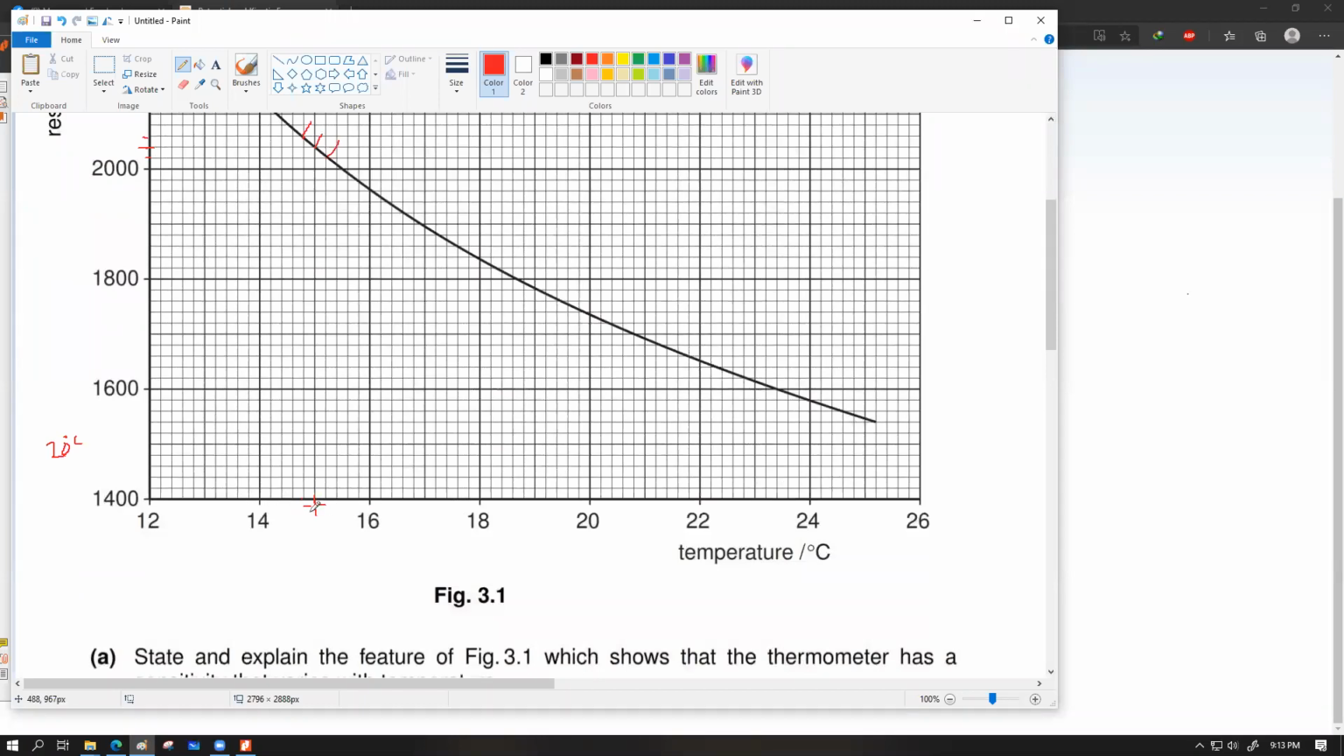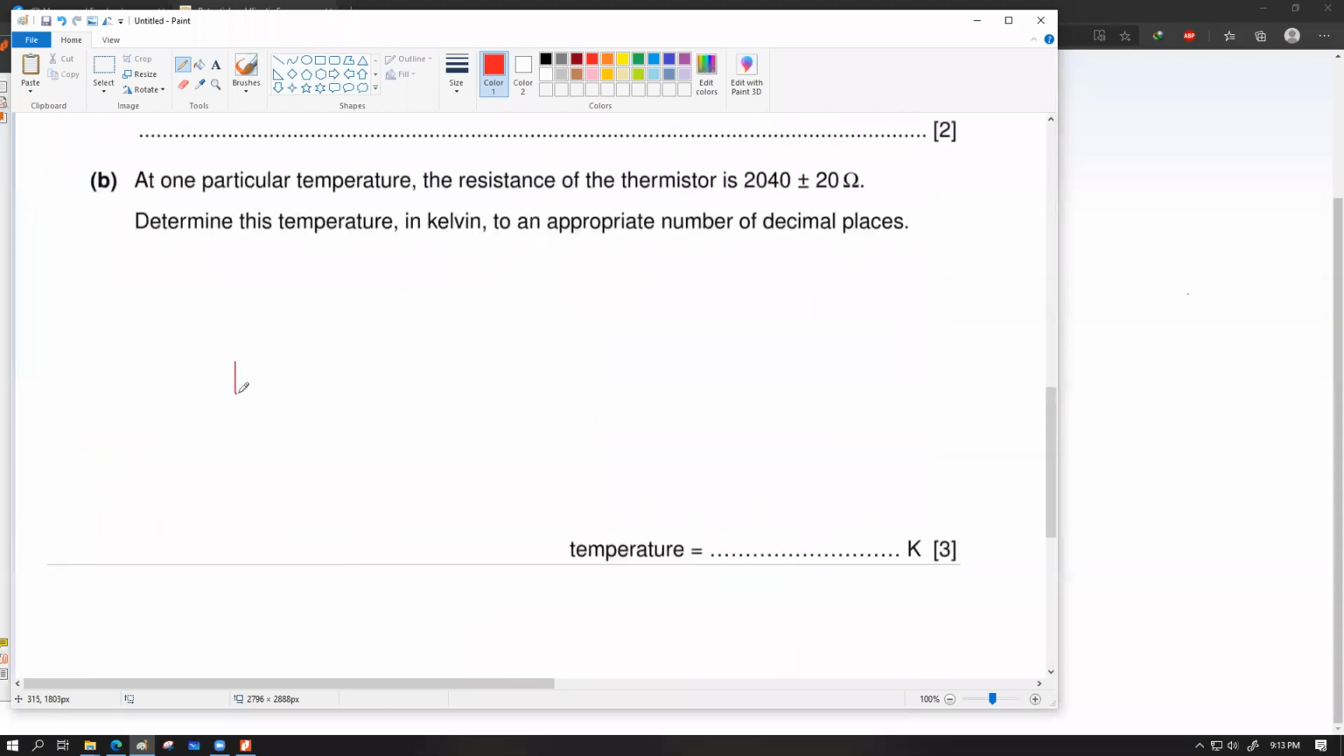Now, how much is one division over here? For this scale, how much is one division? 0.2 degrees Celsius. Yes, 0.2 degrees Celsius. So this is 15 plus minus 0.2. So this is going to be 15 degrees Celsius plus minus 0.2 degrees Celsius. So now we need to convert this into Kelvin. How do you convert this into Kelvin?